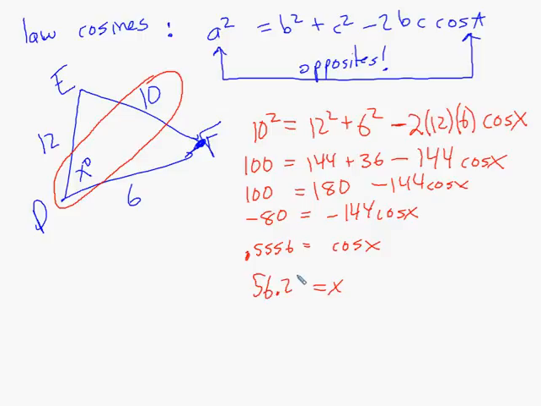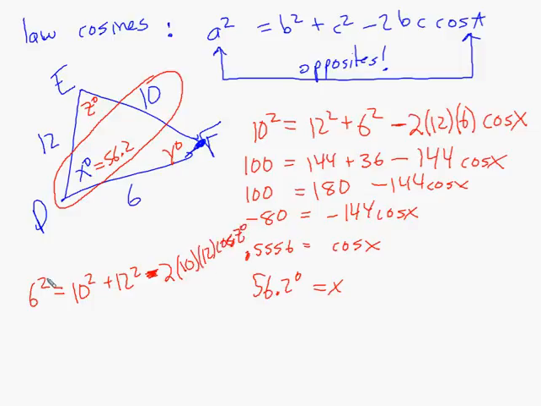56.2. Okay, suppose I said find y and find z. What would you do? Let's just set up finding one of those other ones. We found this one. So how do we find z? 6 squared equals 10 squared plus 12 squared minus 2 times 10 times 12 cosine z. That would be if I'm finding z.